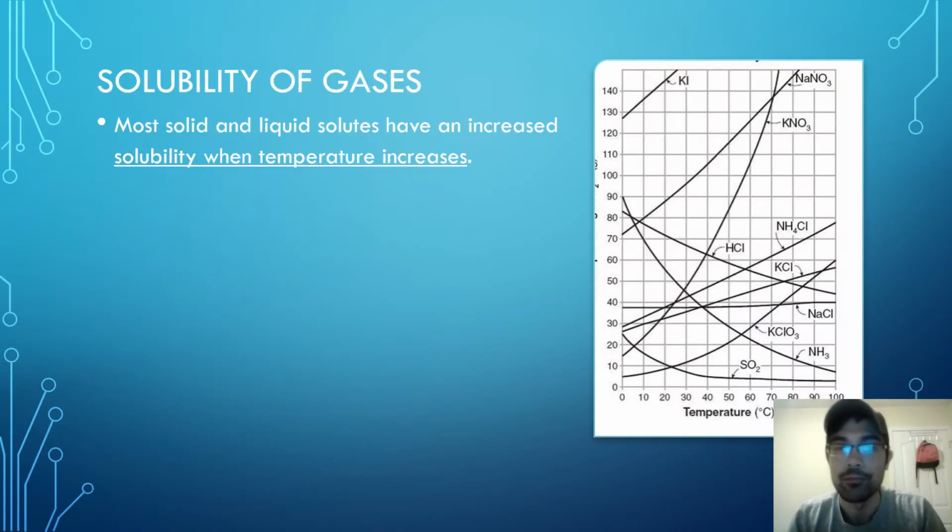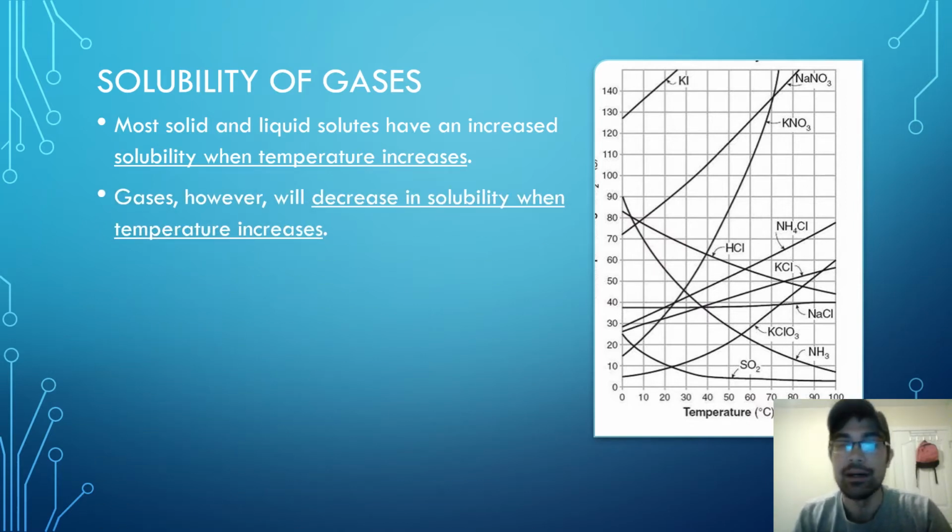So first things first was the solubility of gases. As you probably know, generally speaking, when you heat things up, say like water, you can usually dissolve more stuff in it. So sugar, salt, and things like that, you can usually dissolve more at a higher temperature than you can at a lower temperature. However, gases tend to be the opposite. They will decrease in solubility when the temperature goes up.